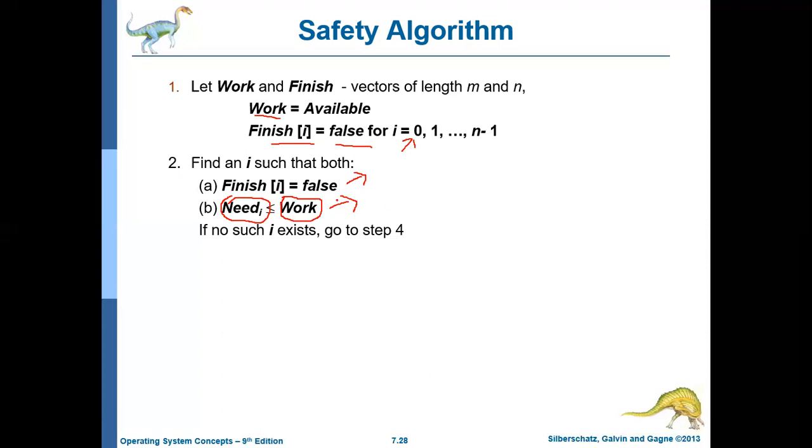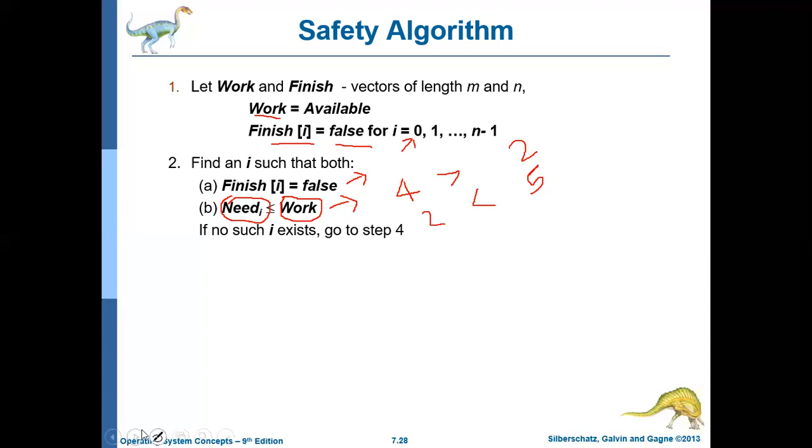For example, say I need 4 hard disks, but currently the operating system has only 2 hard disks. Then how will it give? In this case, need is greater than work. Work is nothing but available. Okay, now say I need 2 hard disks and the operating system has 5 hard disks. In this case, need is less than work. In that case, it will give.